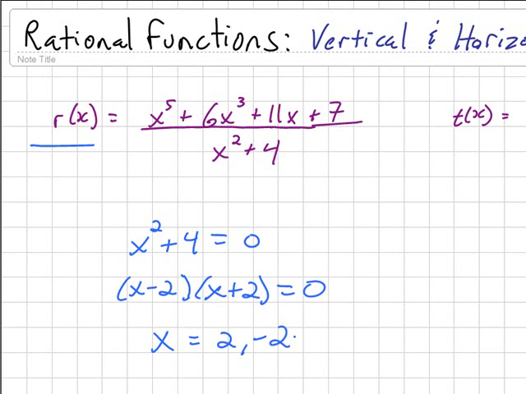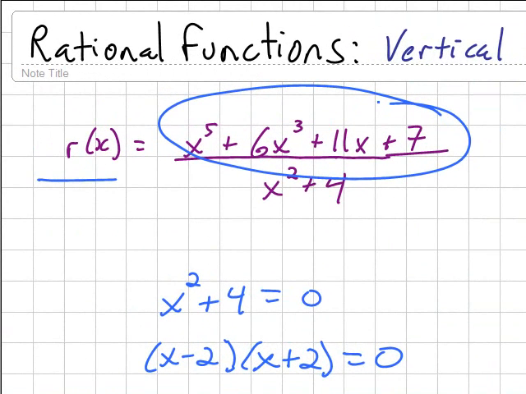Now we need to be careful, because we need to see if the top expression can also be factored. In this case it cannot be factored, and the reason we want to factor the top is we want to see if we can cancel out terms, which we can do in t of x. So here in this case I have a vertical asymptote at the lines x equals 2 and x equals negative 2.